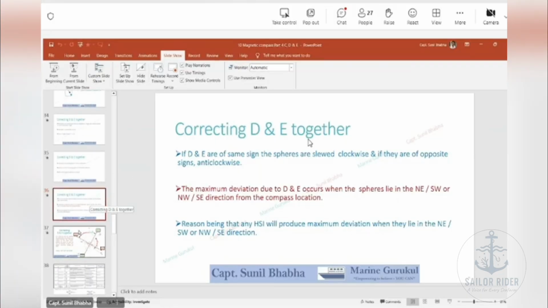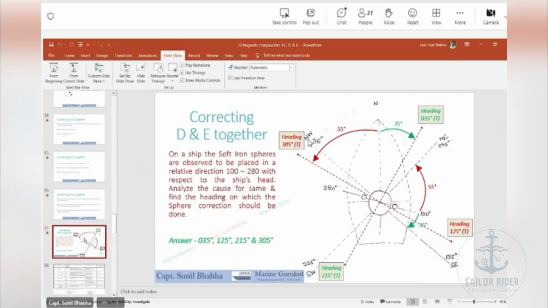Okay, now this concept will become all the more clear by looking at a practical question which has come in the exam. Now we are running short of time today, so let's keep it for tomorrow. Tomorrow I will show you this numerical. This will make the correction procedure, correcting delta and eco together, clear. In this question you will see that there is a ship in which the delta and eco both the correctors are there and the spheres are turned. So we will see what is the heading on which the correction is done and how this is taken care of. Go ahead with your doubts.